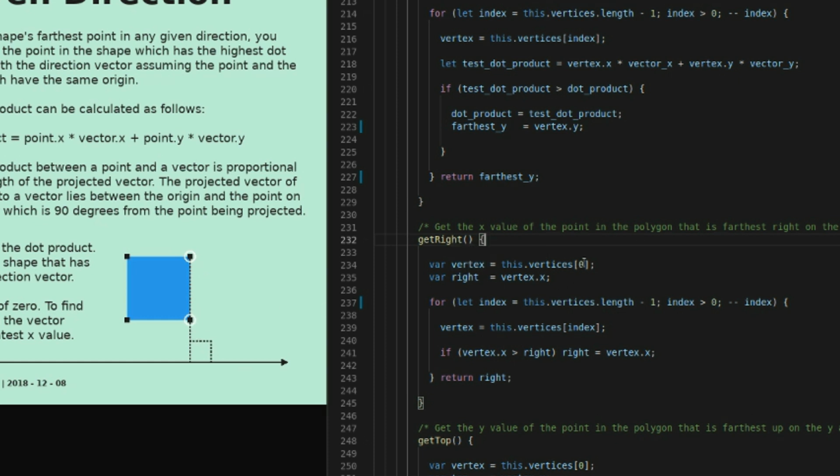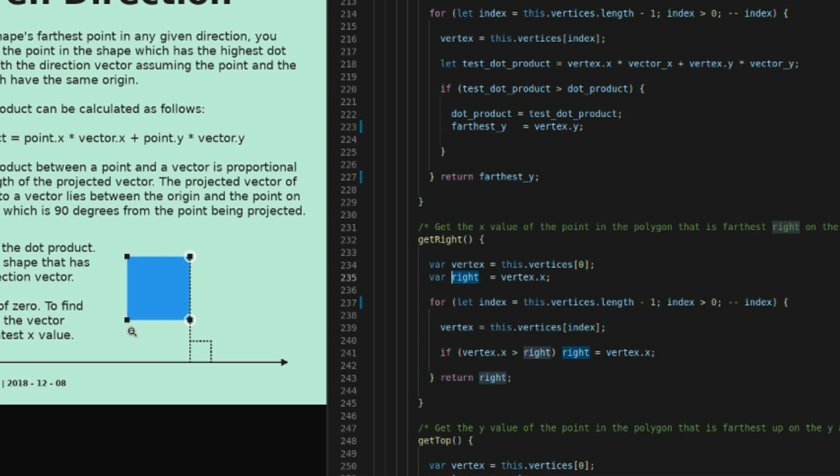We're going to get the vertex at position 0 in our vertices array. Let's just say it's this one here. Let's say this is position 0, this is 1, this is 2, and this is 3. So we're going to start out at position 0, which is this guy right here. We're going to store its x position in this variable called right, and then we're going to go ahead and loop through the rest. I loop backwards, so we're going to start with the last vertex in the vertices array. So it's going to be this one right here because, 0, 1, 2, 3. So we're going to go to 3, and we're going to get that vertex.